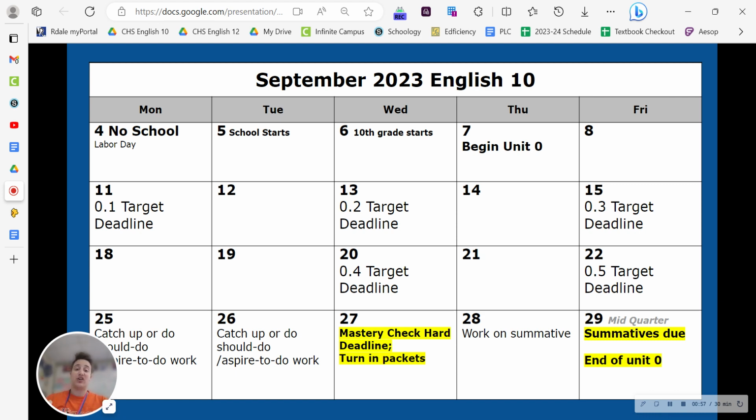You can see that the target deadlines are written on this calendar, and highlighted are the hard deadlines for the unit. So for example, for this unit, the Mastery Check hard deadline and when you'll be turning in your unit packets is Wednesday, September 27th. And the summative for the unit at the very, very end of the unit will be due on Friday, the 29th. So you'll want to keep those deadlines in mind as we're moving through the unit.